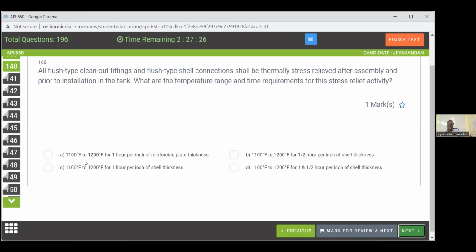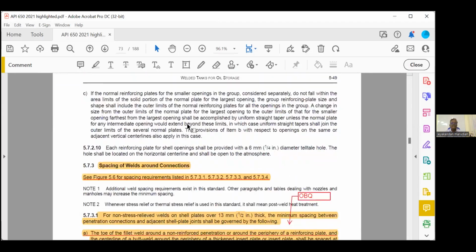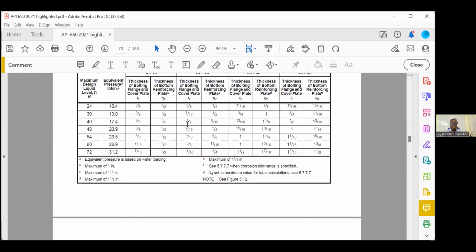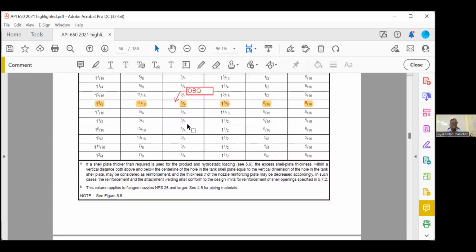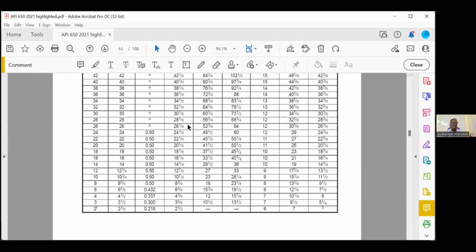This is a simple question. What is the holding temperature? 1100, 1200 for 1 hour per inch of shell thickness, whether reinforcing or not reinforcing. Everywhere it is 1100 to 1200, but what is the shell thickness? 1100 to 1200 based on shell thickness. 5.7.8. Where is that?